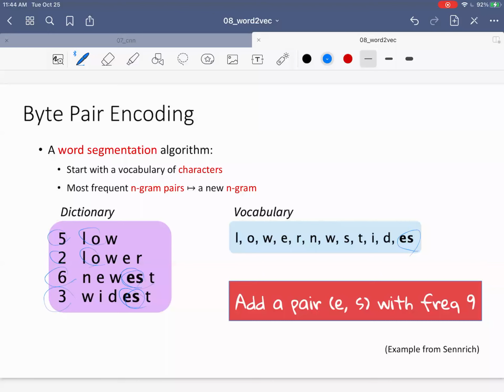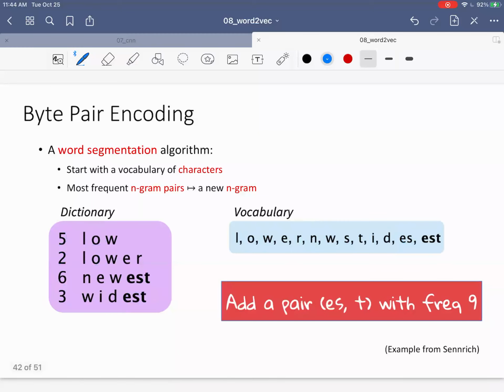So that's how you start. One at a time, you add a new subword into your dictionary. So you started with ES. Now, even though ES is a two character word, you can assume this is a single character, meaning that next time EST becomes the most frequent 2 gram, because ES is now a single character. So ES plus T occurs 6 times here, and 3 times here again. So it's 9 times. So EST is added to your dictionary.